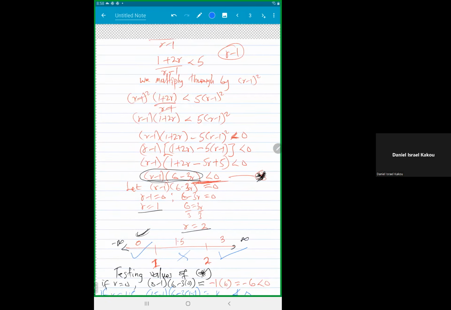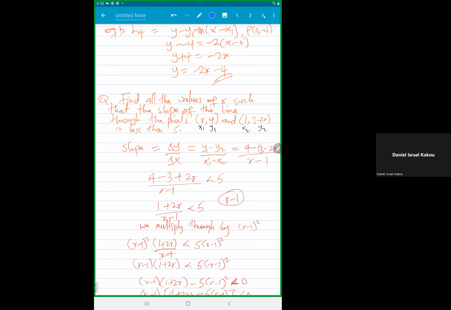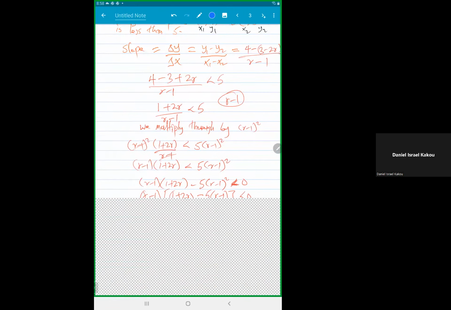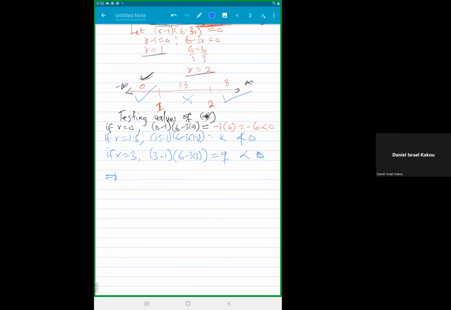Remember, the question says, find all values of r such that the slope, blah blah blah, is less than 5, and we just did that. So therefore, this implies the values of r are the first interval, from negative infinity to 1, and 2 to positive infinity, right? 2 to positive infinity.